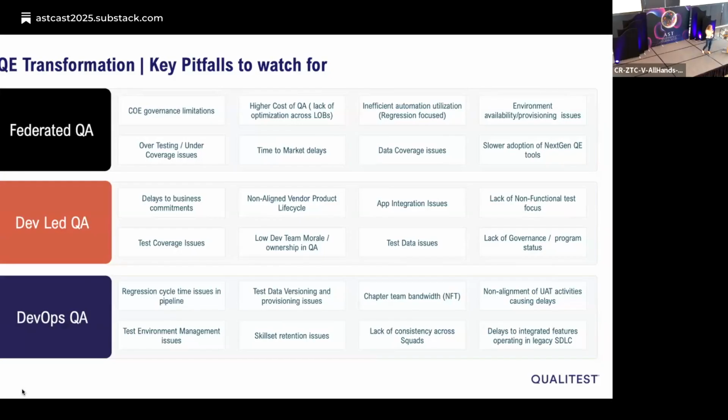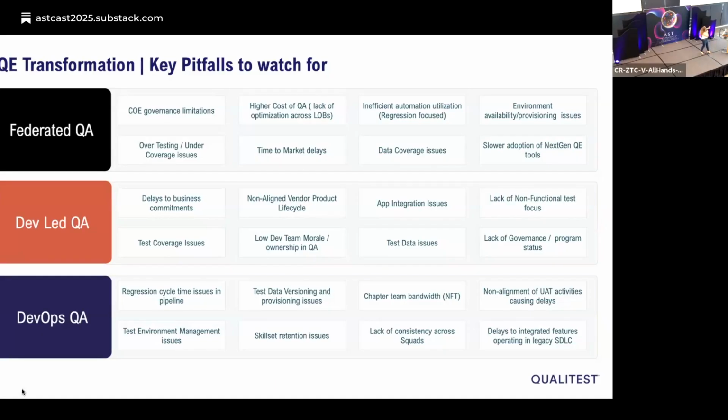Okay, so we'll go through some of the different models that you can look for. There's the federated, dev-led, and DevOps. Even in the last 6 years since I've been working here, everything has kind of changed. The way we deliver quality has changed. We used to have the centralized model, the federated model, the integrated with dev teams, quality engineering, DevOps focus. And as we look forward to AI, a lot of this is going to change.